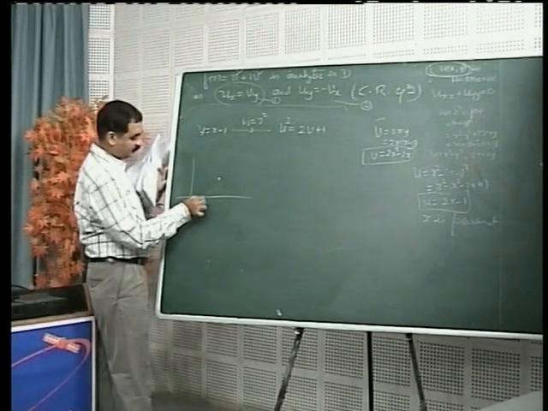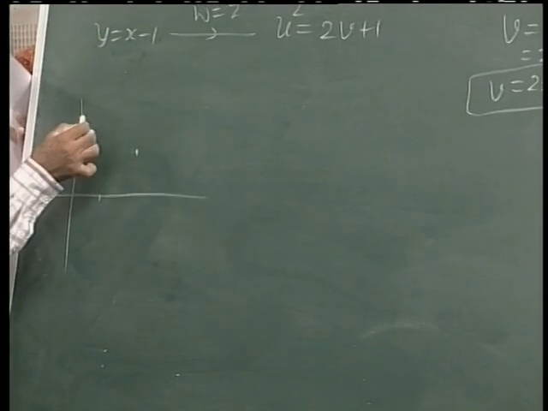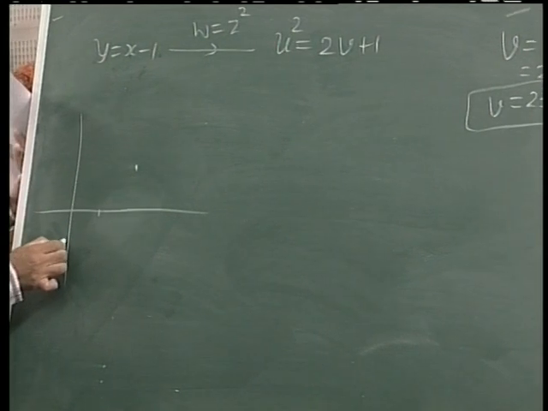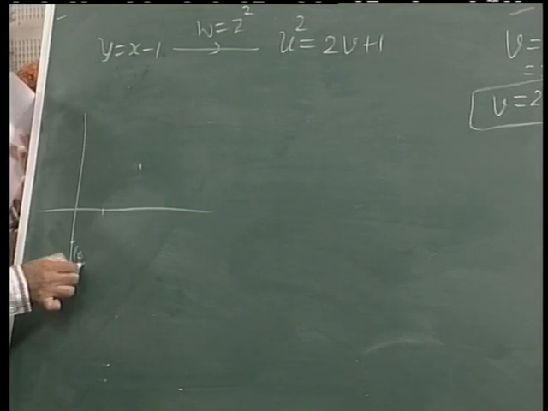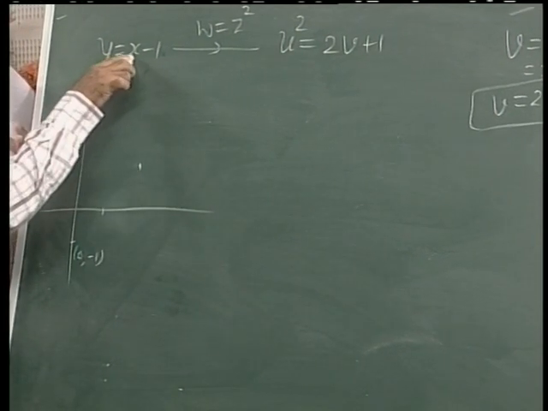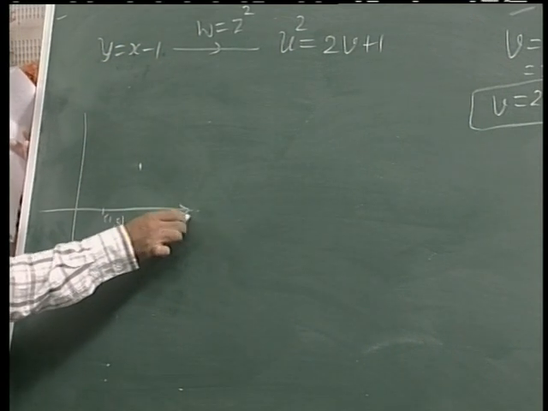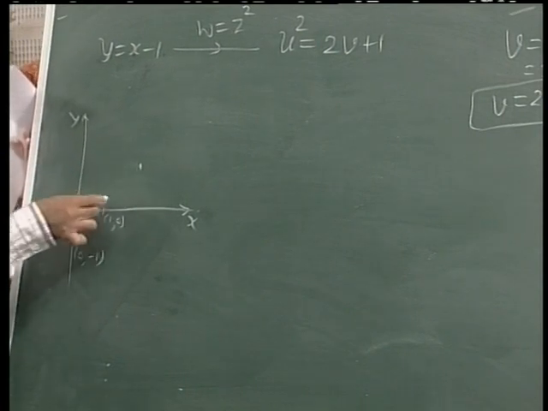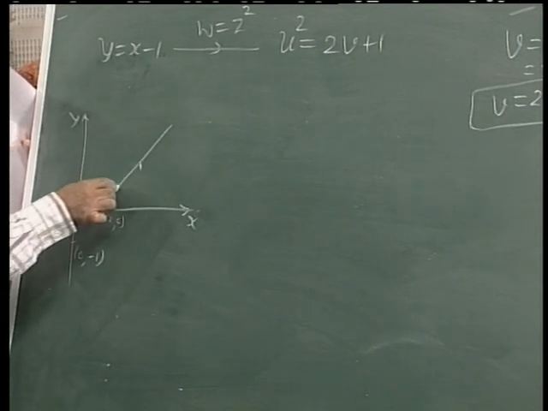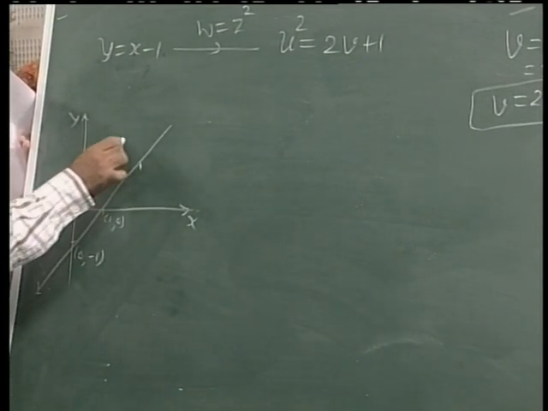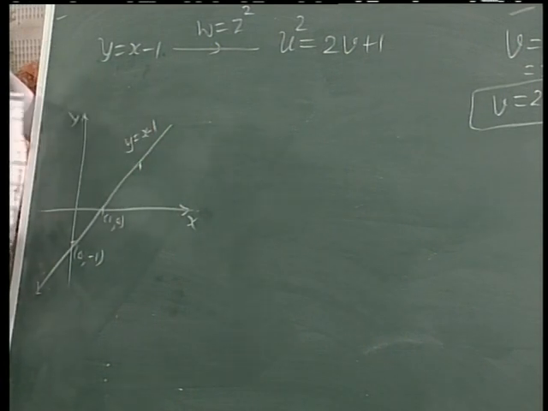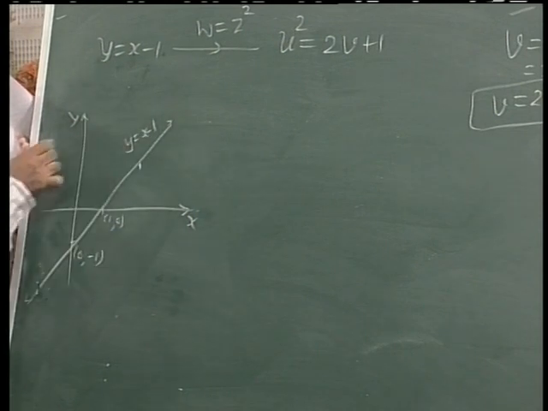This is y is x minus 1, so you put x is 0, then y is minus 1. So this is 0, minus 1. Put x is 1, y is 0, so it is 1, 0. This is x, this is y. Now this is our line y equals x minus 1. Okay. It is z plane.